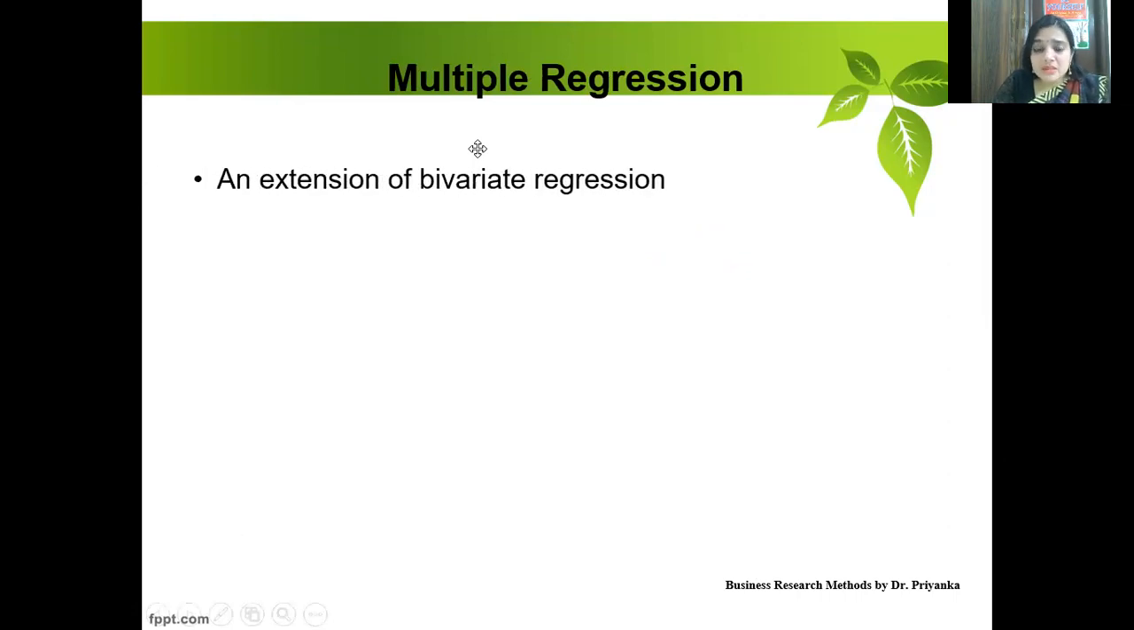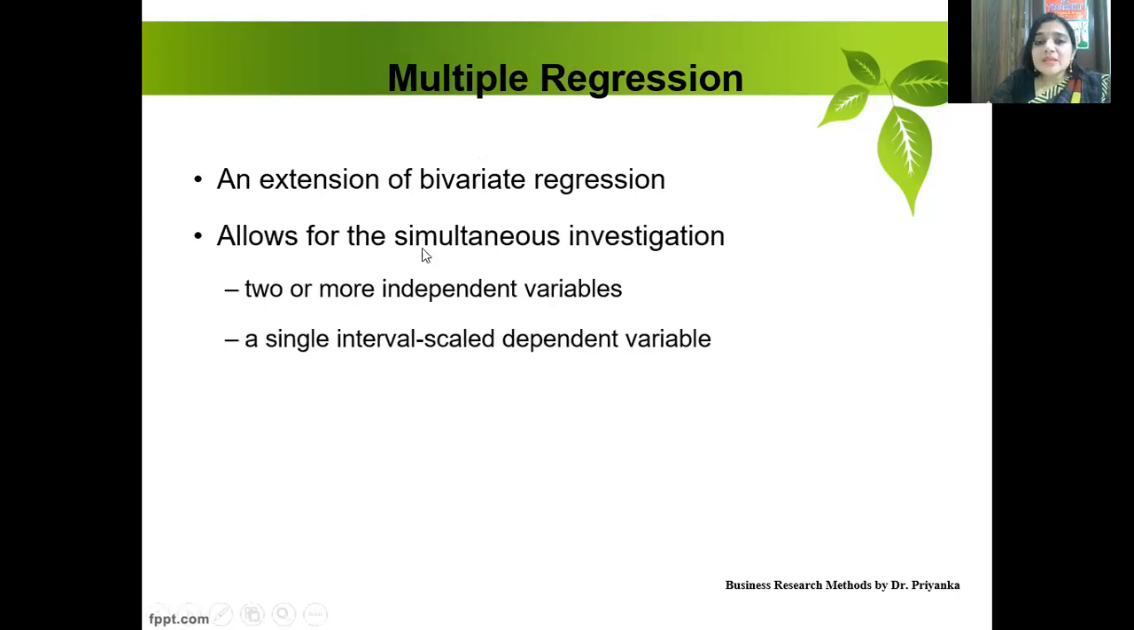This was our dependence analysis, right? This is basically an extension of bivariate regression. We have already discussed it in the last presentation, but still, that was your bivariate regression, that means involving only 2 variables, and one was dependent, another was independent variable. So here the equation would change. It allows for the simultaneous investigation of 2 or more independent variables and a single interval scaled dependent variable. Here you would be having only one dependent variable, and you can have more than 2 independent variables.